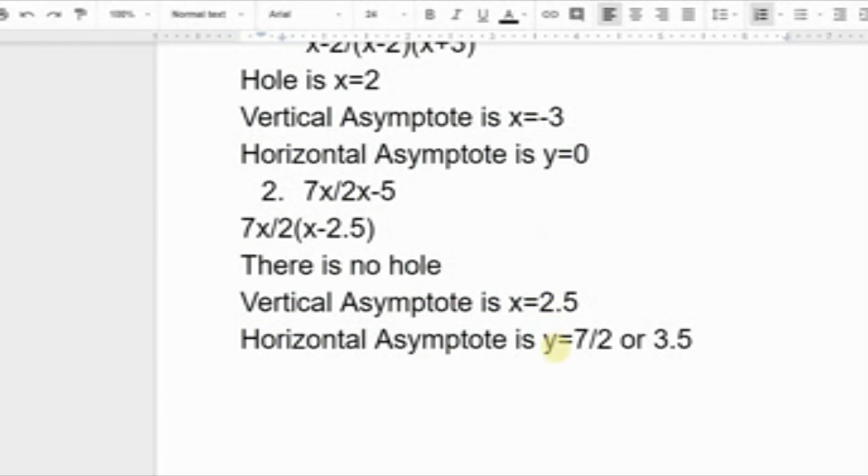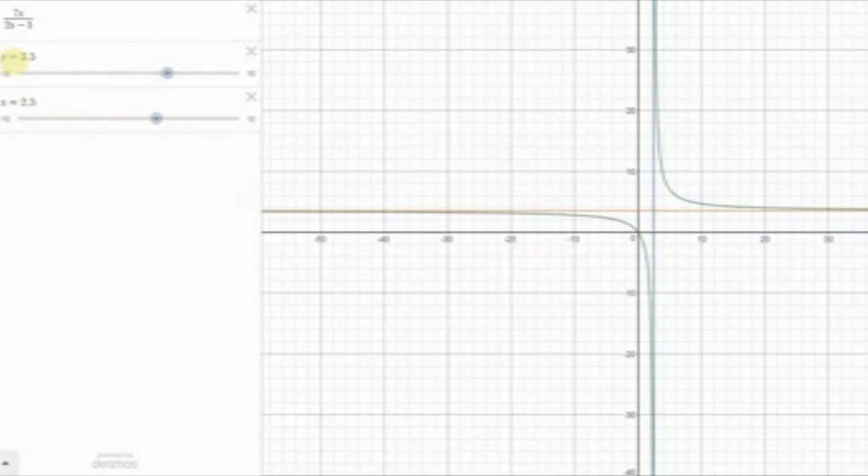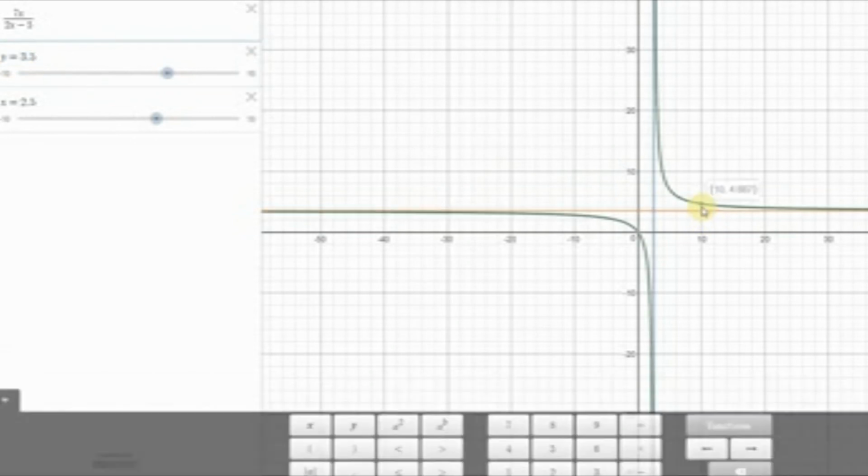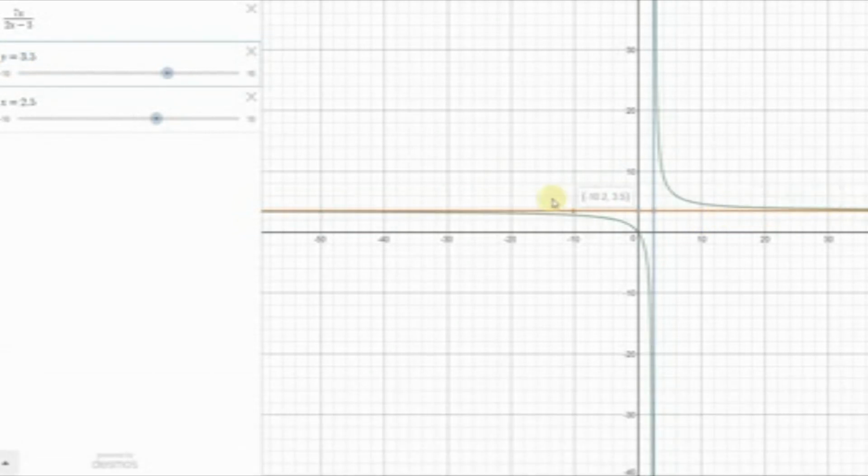Since the horizontal asymptote is 7 over 2, or 3.5, I have set it on the graph to y equals 3.5, and as you can see, that is the horizontal asymptote. This is how you find discontinuities in rational expressions by rewriting them to make it easier.